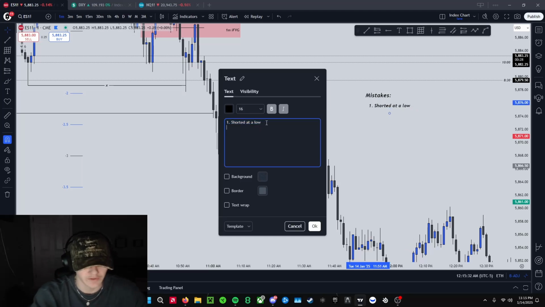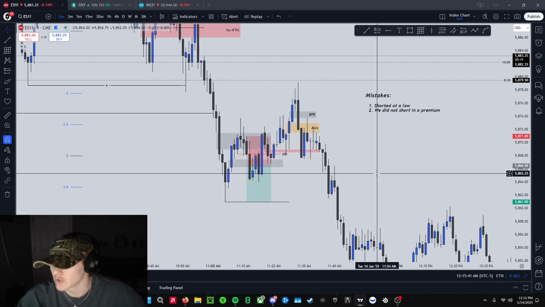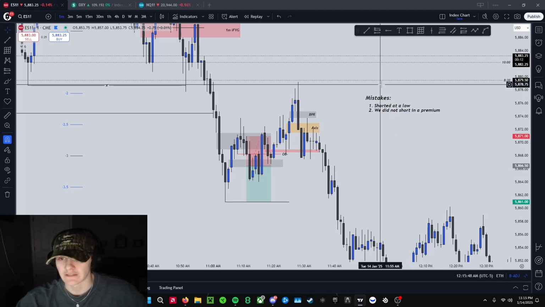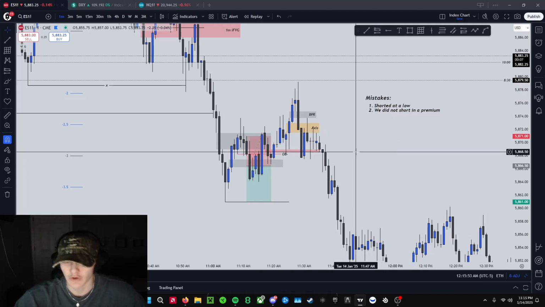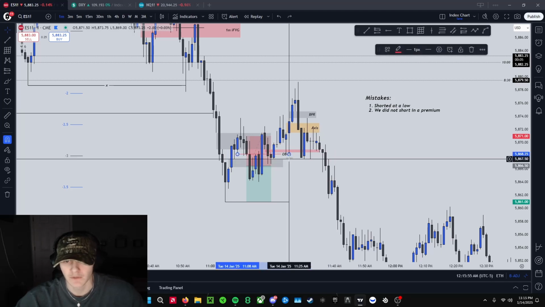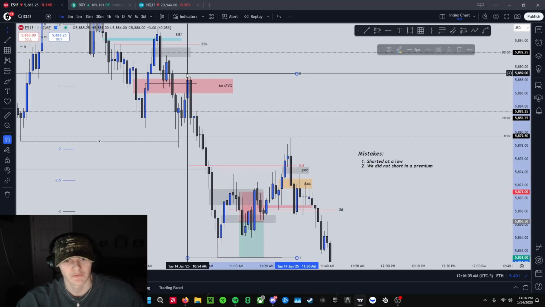Mistake number two was we did not short in a premium. The idea of buying low, selling high does not happen at finding the tops and bottoms of daily moves. The idea comes from finding premium and discount ranges. The idea behind a short trade is that you short inside of a premium. A premium is when price is above equilibrium. If you take our most recent range, it would be from our retracement right here.